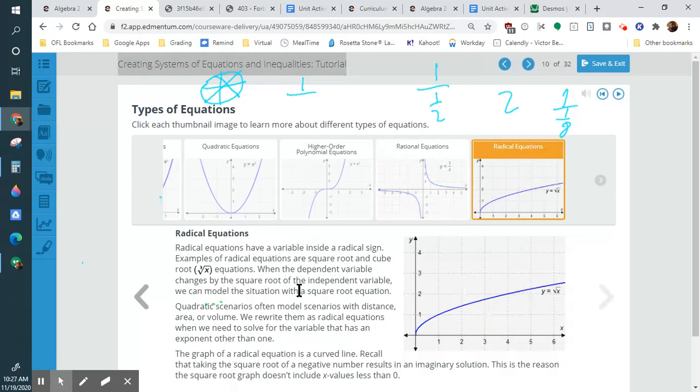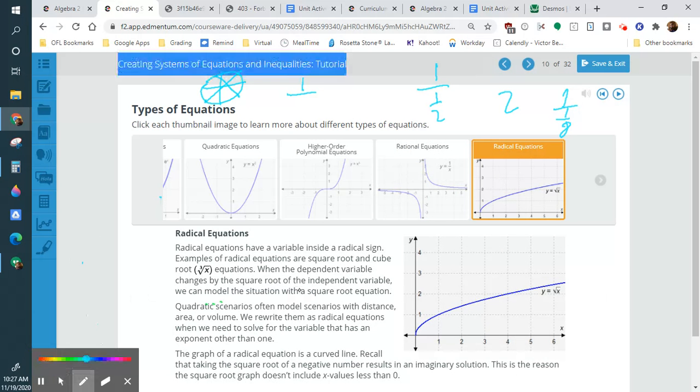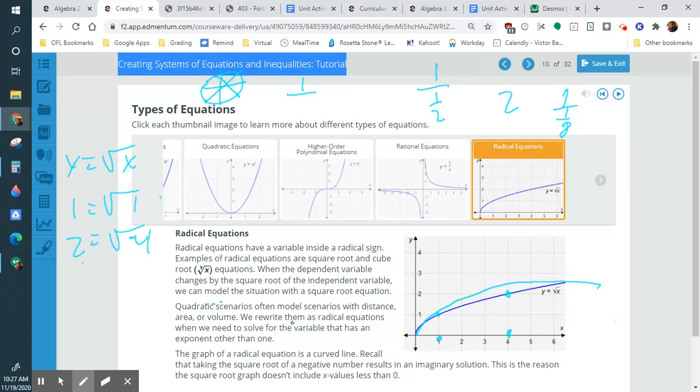Next one is radical functions. Radical functions just grow slow because if you think about it, y equals the square root of x. Square root of 1 is 1. Square root of 4 is 2. So this one jumped from 1 and we got 1. Then we went to 4 and we only got a 2. So that's why it's not really growing that fast. And then we're going to jump all the way to 9 and barely get to 3.